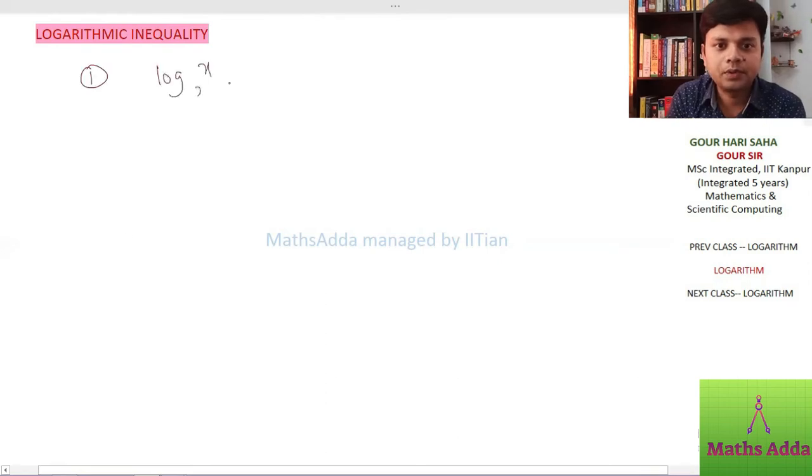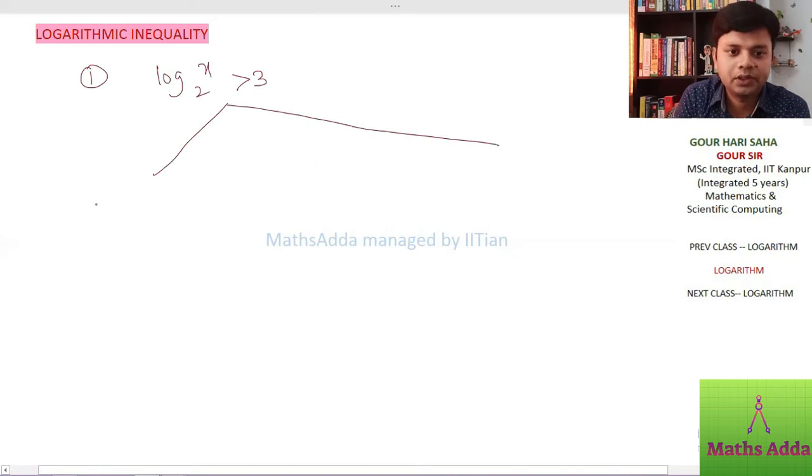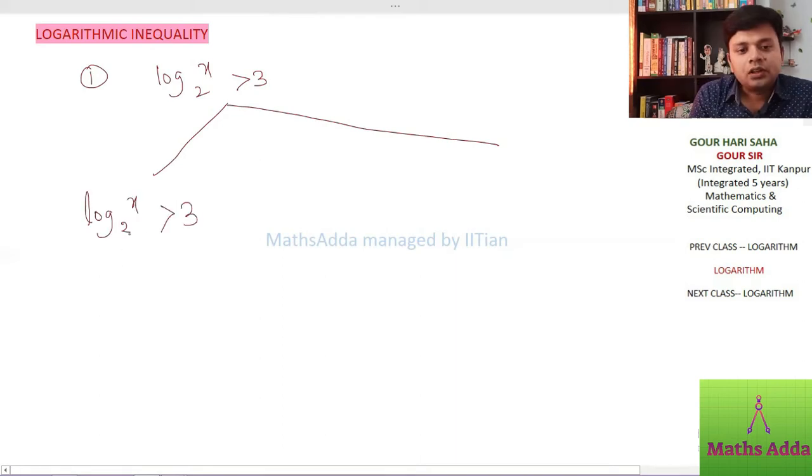Log of x base 2 greater than 3. This is an easy question. We will be solving this using two methods. First, log of x base 2 greater than 3. What we can do is convert this logarithmic inequality to exponential. How can we do that?